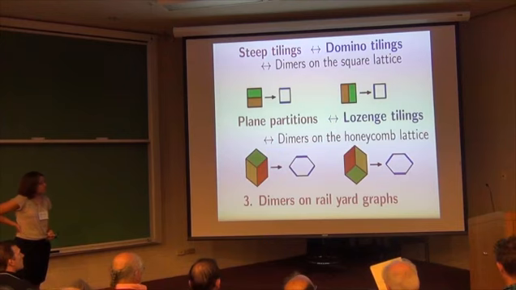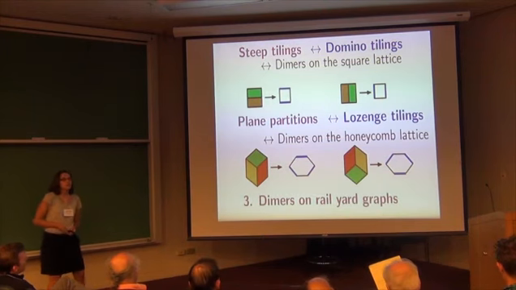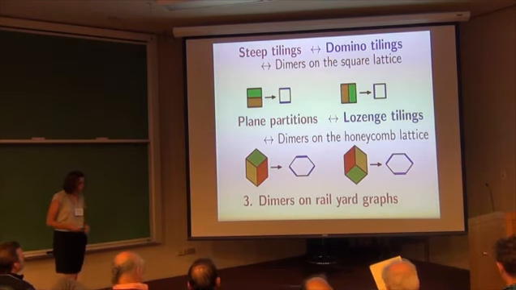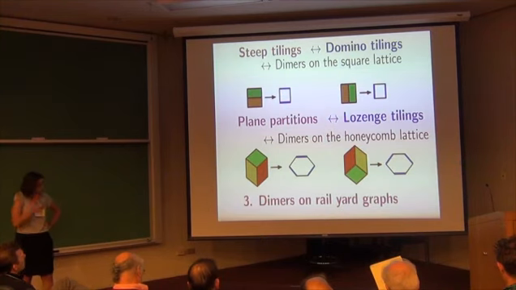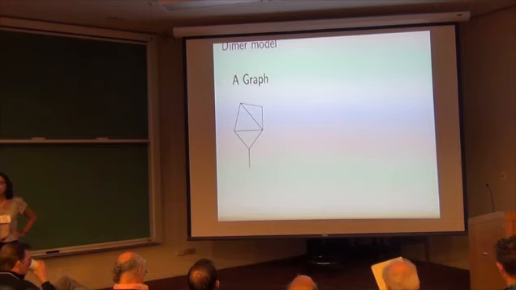So now I get to the third part of my talk, which will be a mix of those two. It's going to be dimers on Yard graphs. That's a word that's a bit too hard to say. So let me first recall what the dimer model is.